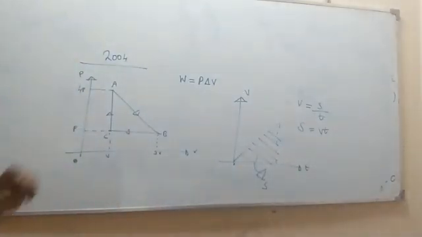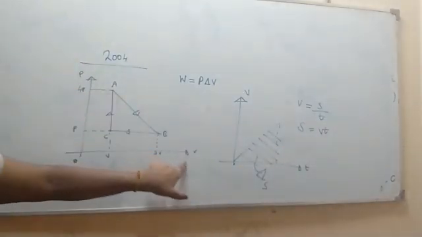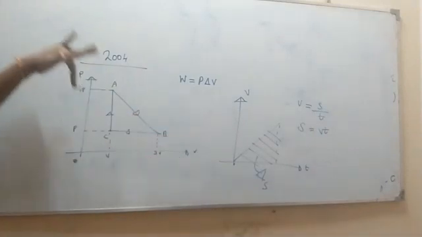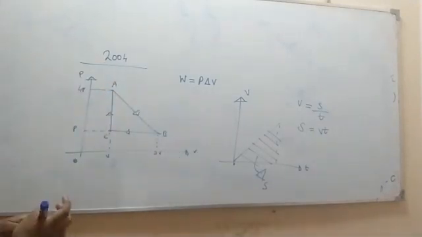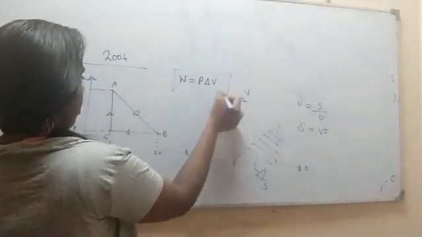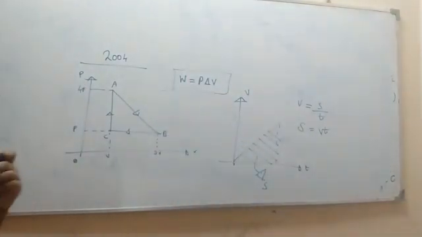Similarly, this is P, this is V. So P into V gives work. That means the area under the PV graph gives the work done. So that is the question.